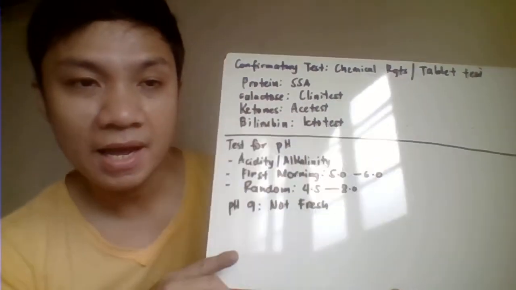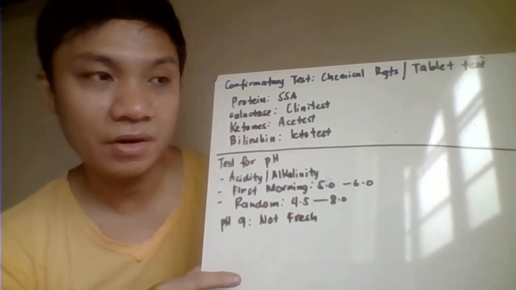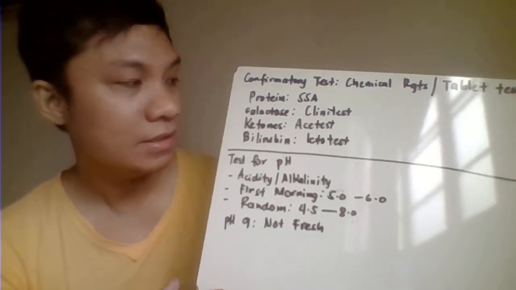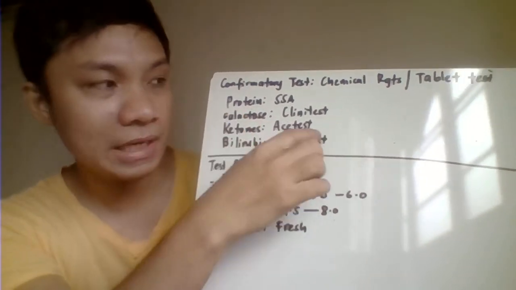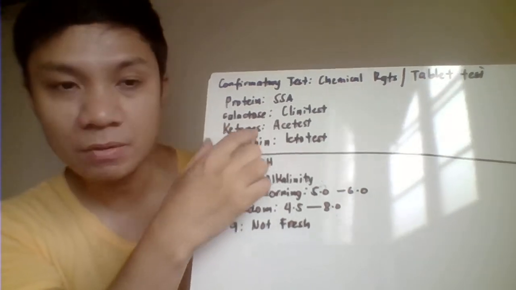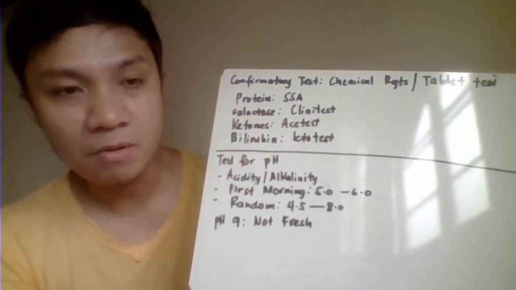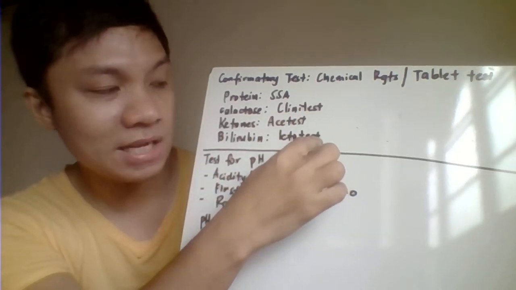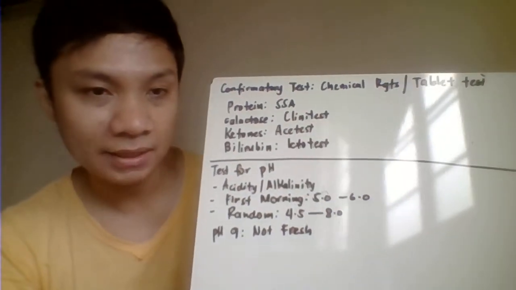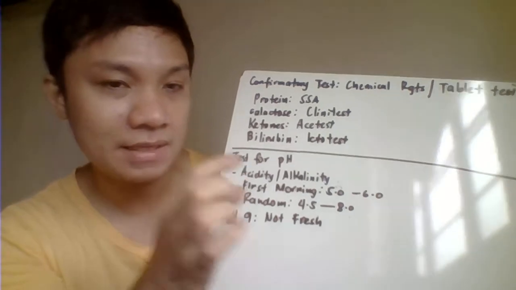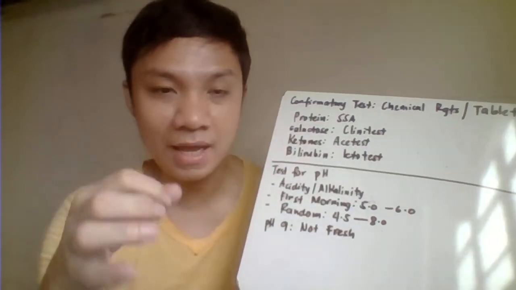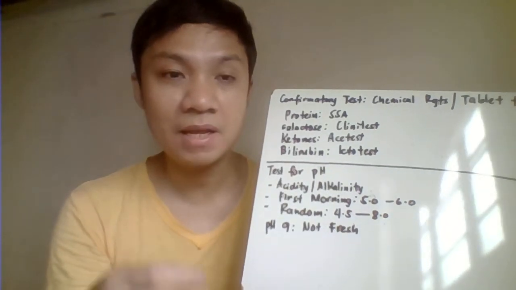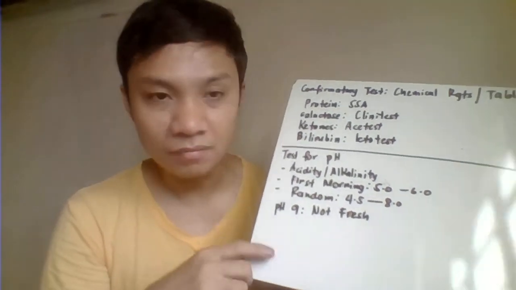So we have the confirmatory tests. For your protein, we have your sulfosalicylic acid test. Then we have galactose, which is your Clinitest. For ketones, we have your Acetest, and for bilirubin we have your Ictotest. Clinitest, Acetest, and Ictotest are all tablet tests. Mga tablet sila na may mga chemical reagent ang tablet natin. Ilalagay mo lang sa urine, then it will give also some chemical reactions.